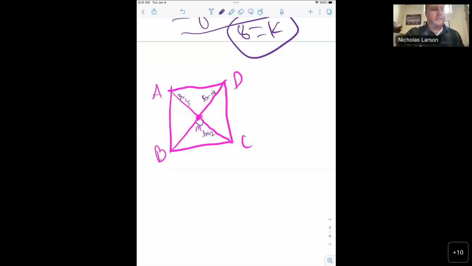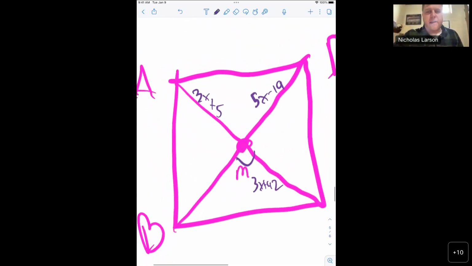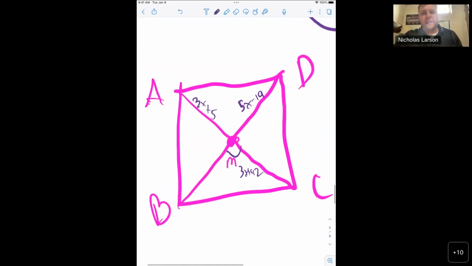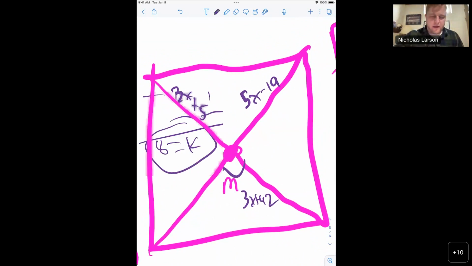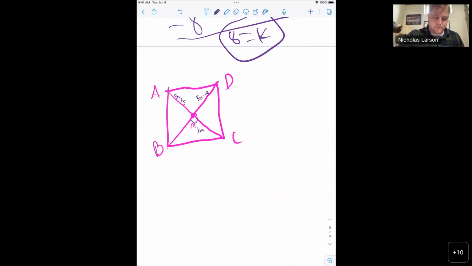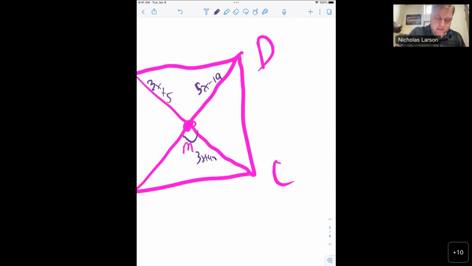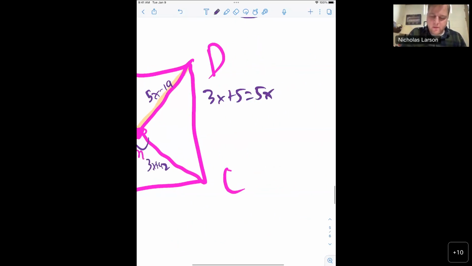But your hint, if you're stuck, is to look at what we know. We know that A to M is 3x plus 5. We know that D to M is 5x minus 19. And if we look at our notes, we know that this segment right here is exactly the same as this segment. They're congruent. And when we know that two sides are congruent, we can set them equal to each other.